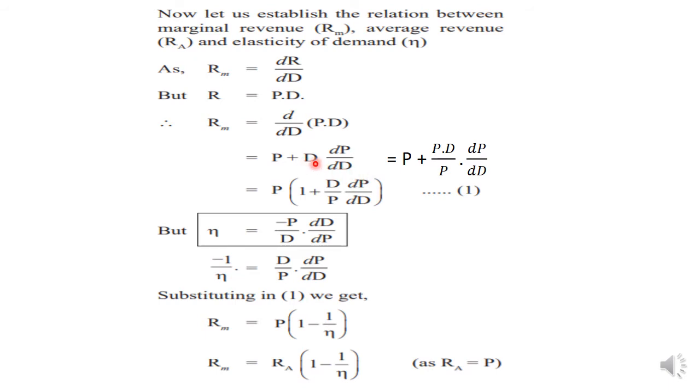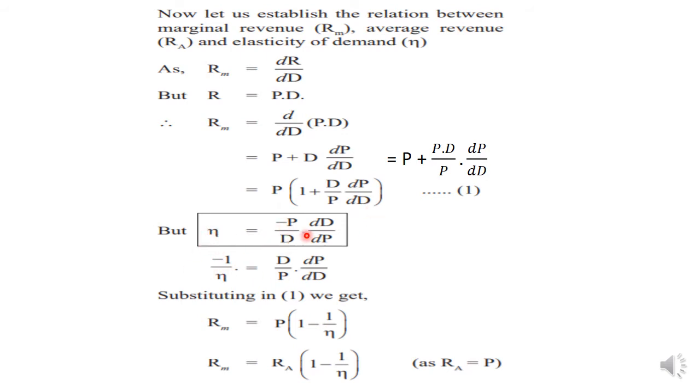Now to get our formula, we multiply and divide the second term with P. So we get P plus, the second term becomes P into D upon P into dP by dD. Then in the next step, P is taken common, and in the bracket we get 1 plus D by P into dP by dD.